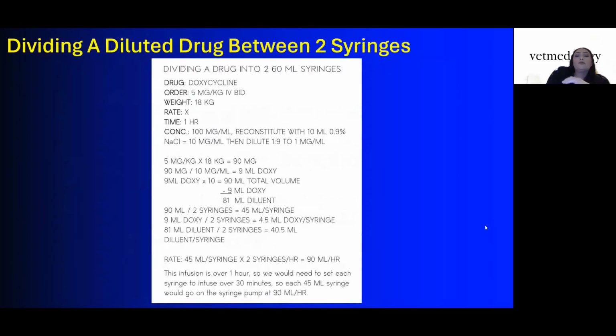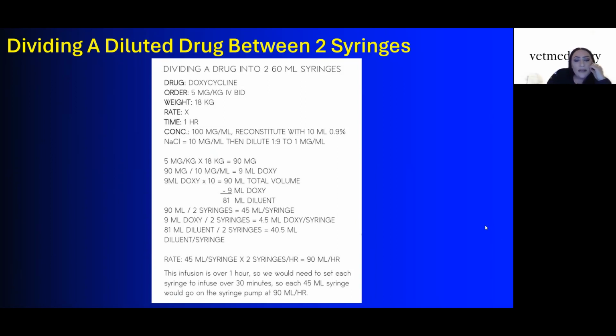Dividing a diluted drug between 2 syringes. So doxycycline again, 5 mg per kg IV BID. The weight is 18 kgs. The rate is unknown. Time 1 hour. And it's a 1 to 10 dilution.